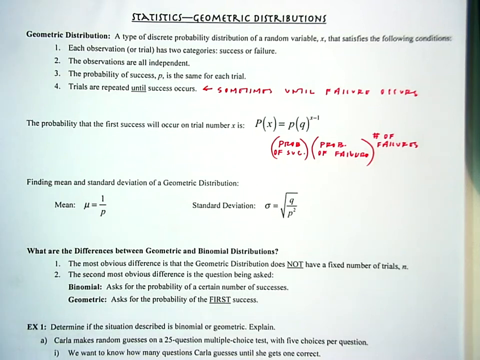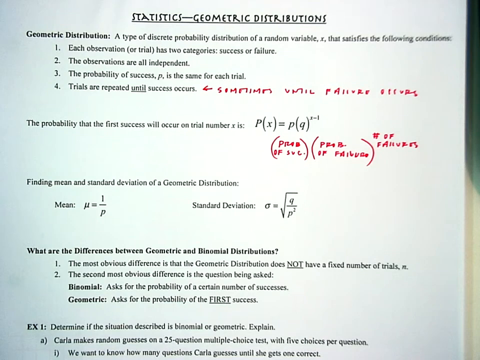All right, finding mean and standard deviation. So again, here I will always give you these formulas. Okay, I will provide them to you by the time that we take a quiz. I don't need you to memorize them. So our mean is always going to be 1 divided by P, right? That's our probability of success. And our standard deviation will be the square root of Q divided by P squared. So Q is our probability of failure. P is, again, our probability of success.